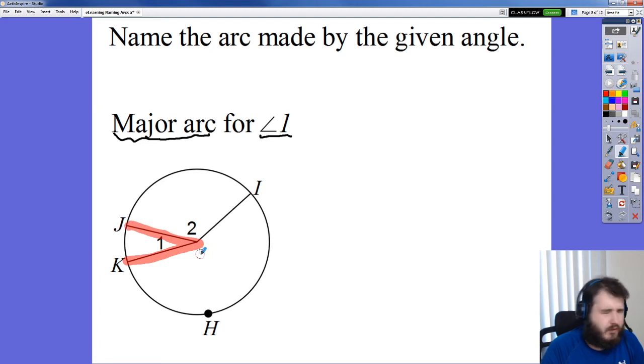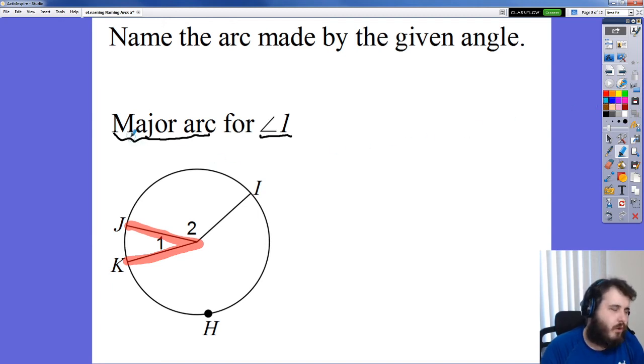And remember, just like I warned you, they didn't put an O here in the center because we don't actually need the O to label things. So they didn't put it. But it's there. That's O, right there in the middle. That's angle 1 right there, what I just highlighted in red.